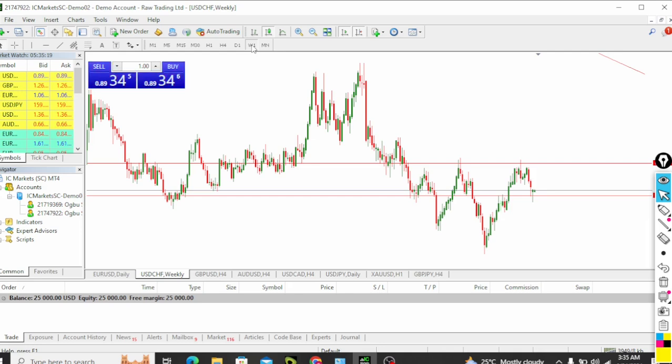So this is the weekly time frame. On the weekly time frame, anytime you see this candle, this is what we call the bullish pin bar. Whenever you see this candle, it's an attempt to show that the bulls have regained ground and they are ready to take the commodity or the stock upwards.